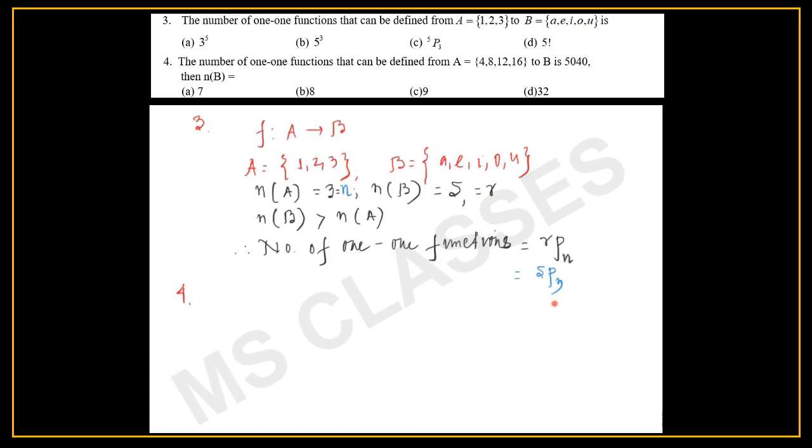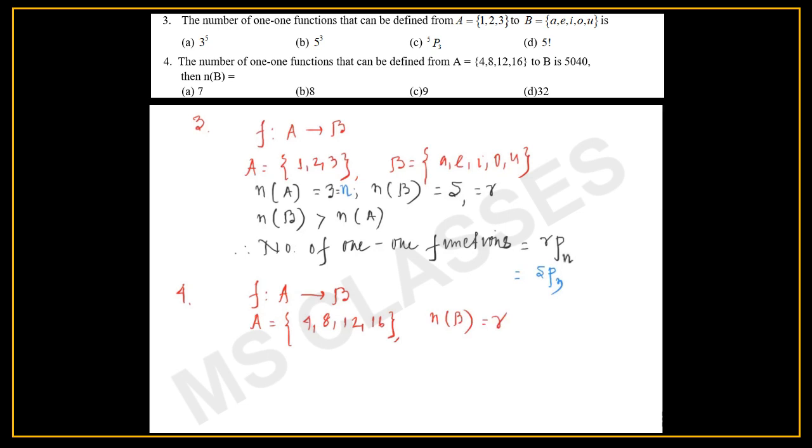Next we come to the fourth question. Number of 1-1 functions that can be mapped from the set A to B. What is given? A is 4, 8, 12, 16. And B, nothing is given, so we take it as R.